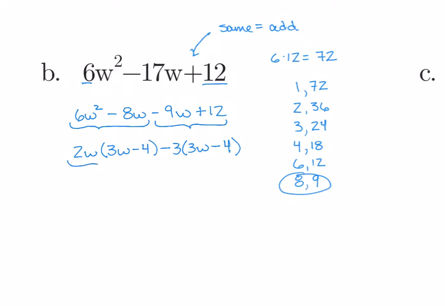All right, from there, we can factor out the common binomial. We can factor out a 3W minus 4. In the first thing, if we get rid of 3W minus 4, we are left with 2W. And in the second thing, if we get rid of the 3W minus 4, we are left with minus 3. And this is factored.